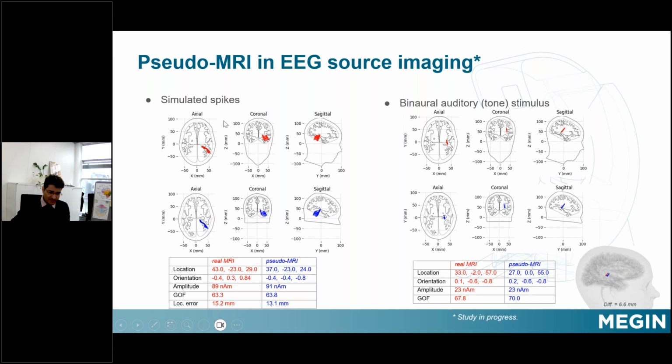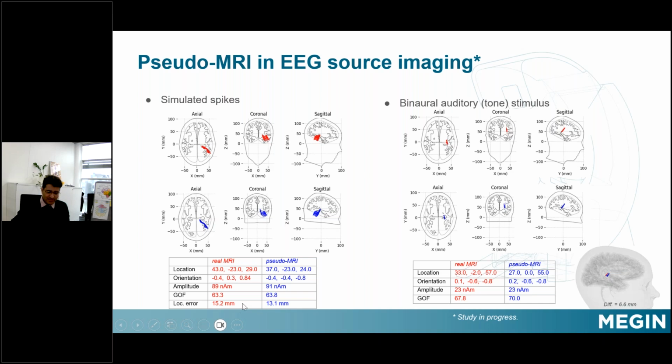Now, first with the simulated spike, the location was known. Now you can see it looks very close. The red one is from real MRI, and the blue one is from using pseudo-MRI. The location and orientation look very close or almost the same. The amplitude is also almost the same. The goodness of fit is very close. But in the localization error, there is a 2 millimeter difference.